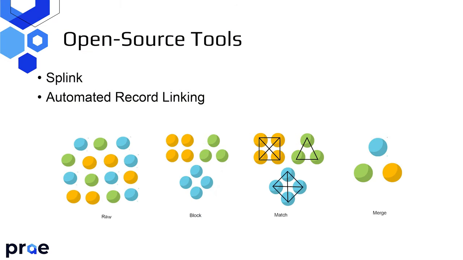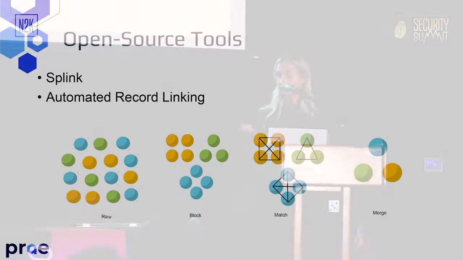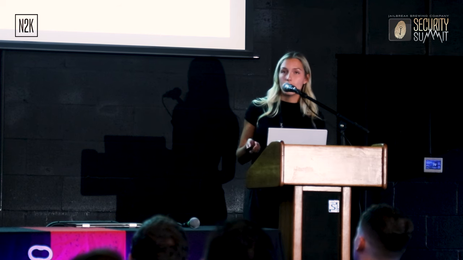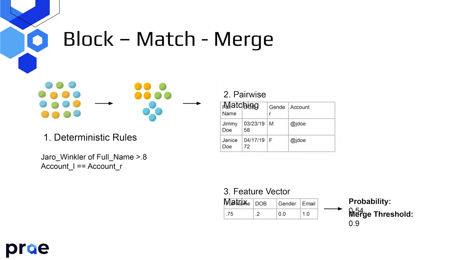The next are these open source tools. These are great if you have no knowledge of entity resolution, you've got no labeled data, and you want to perform record linkage and deduplication relatively quickly. And they do so through a series of block, match, and merge phases. So how this works is you've got your data kind of floating in space. I, as the user, say, I want you to block or cluster all these individuals together based on a series of rules that I set.